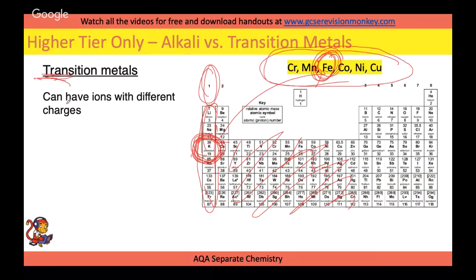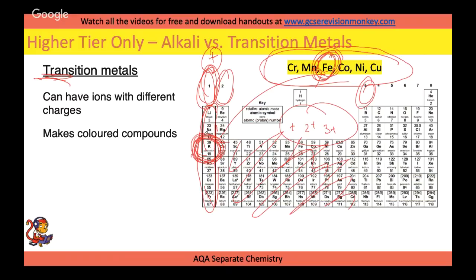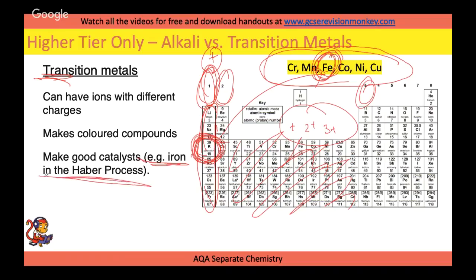Transition metals then, they have different charges on their ions. Alkali metals always have a plus charge when they give away 1 electron, but these might be 1 plus or 2 plus or 3 plus. That's why they sit between groups 2 and 3, because they can have different charges. They make coloured compounds and they make good catalysts, and I'd write one down as an example, iron in the Haber process. They're good conductors of heat and electricity. And compared to the alkali metals, they are very strong. You can cut the alkali metals with a knife. They're quite soft, but these transition metals are strong.